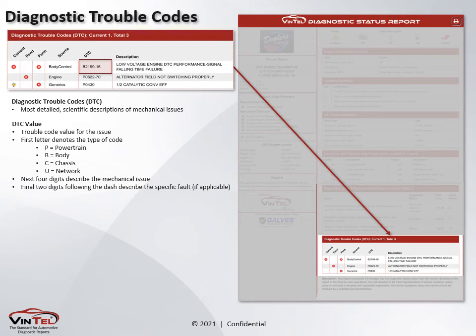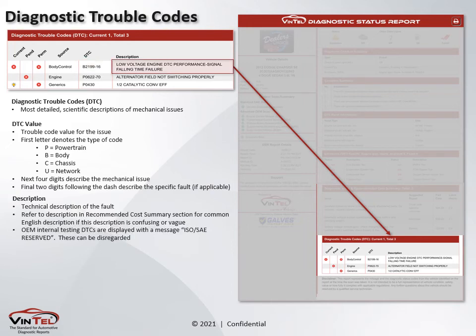Now on advanced codes, we also carry a 2-digit after the 5, separated by a dash. Those 2-digit codes actually tell you why the component has failed or is complaining, and that is appended to the back of the description. For instance, falling time failure, not switching properly, short to battery, etc. But it gives you as much information as you as the end user wish to consume.